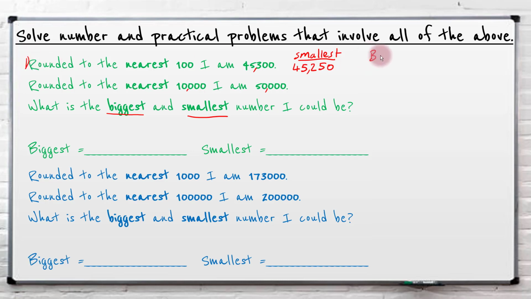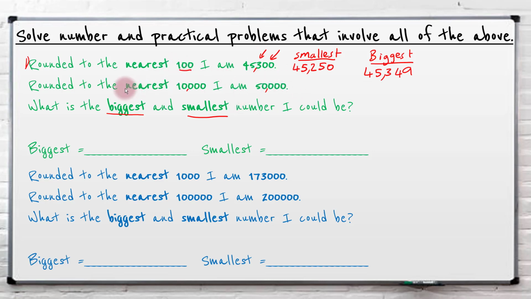Now the biggest number it could be is going to be above 45,300. It'll be 45,300, and as soon as I go to 50 or 5 before the hundreds, it'll round up to 400. So it needs to be 49. So I've worked out the smallest number for this statement and the biggest number for this statement that it could be if it's rounded to the nearest 100.